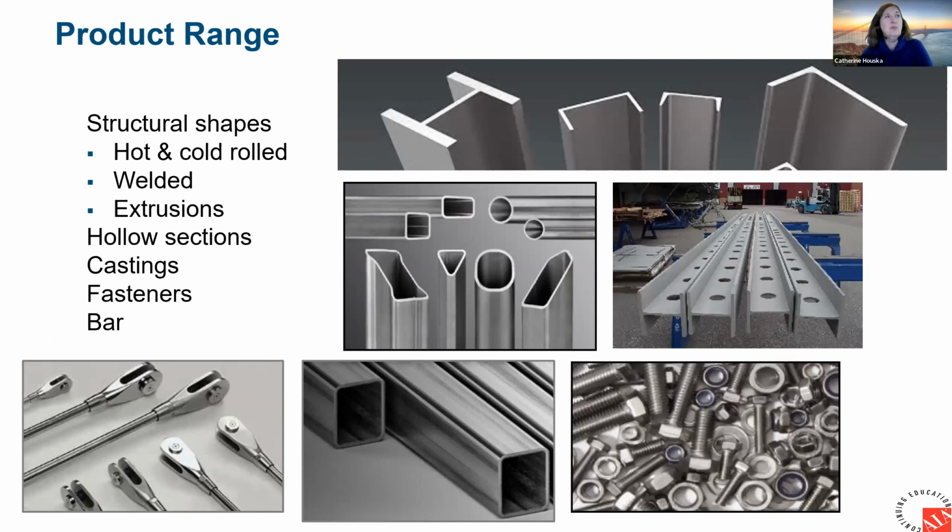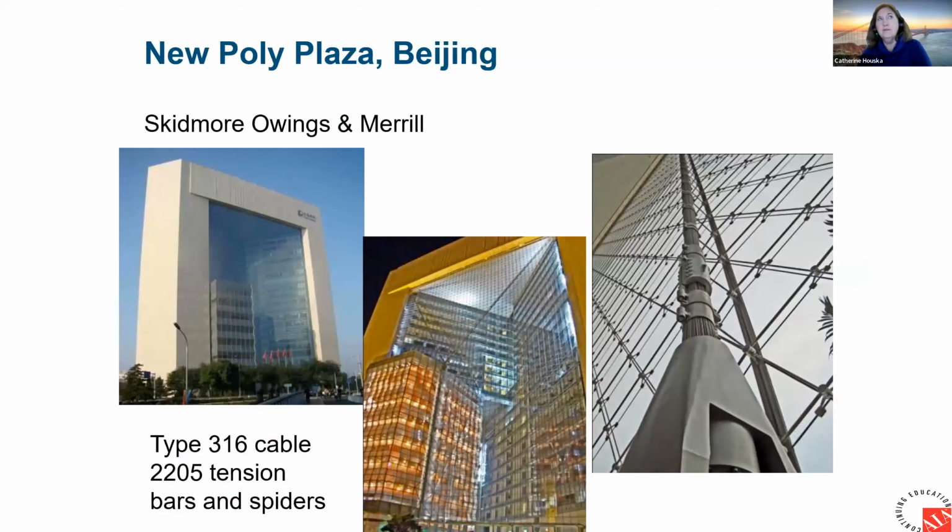This gives you the overall product range. Really, you can get any product form in stainless steel that you could get in other steels. What's stocked may be more limited, but you can get it. New Polyplaza is an example of cable tension systems for glass: 316 cable, 2205 for the tension bars and spiders, just to show that not all applications are industrial.